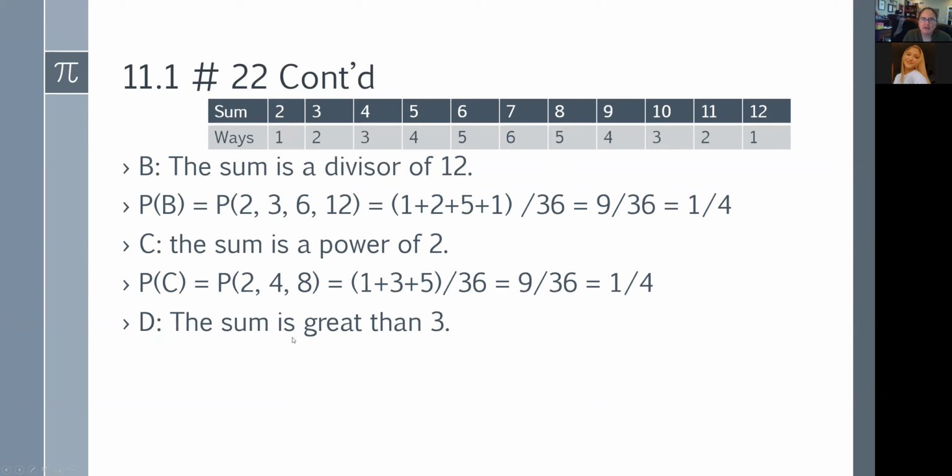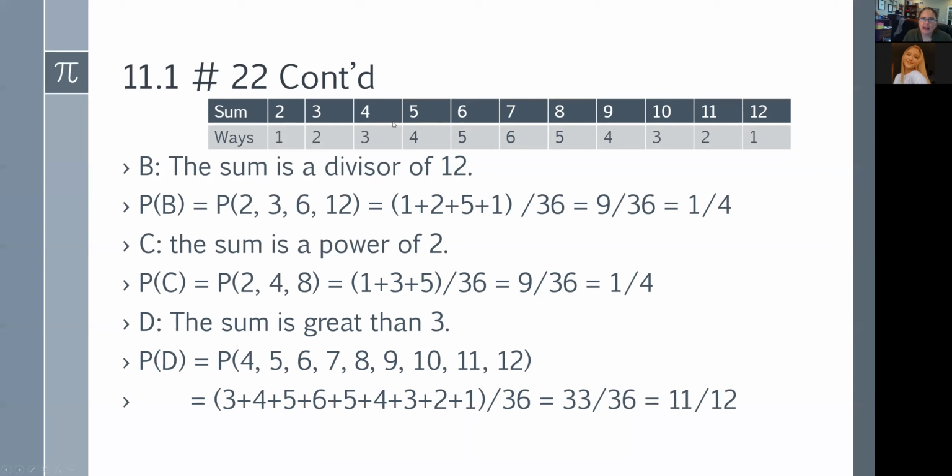Part D, the sum is greater than 3. If the sum is greater than 3, it must have been a number between 4 and 12. And so I added up the different ways to roll a number between 4 and 12, and that gave me 33 out of 36, which reduced down to 11/12.